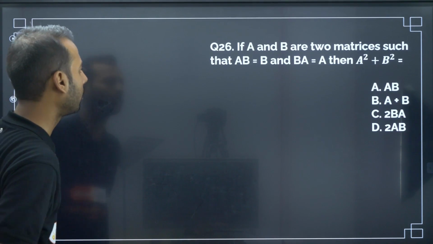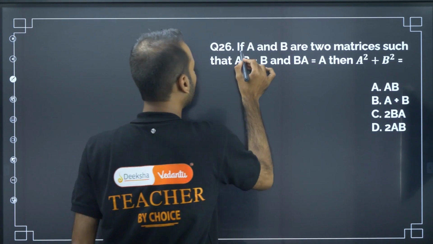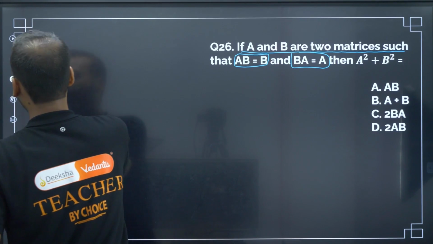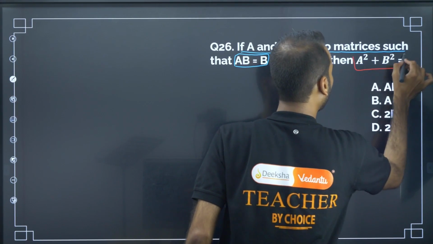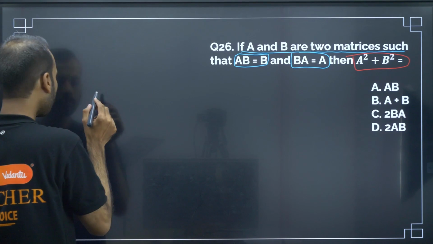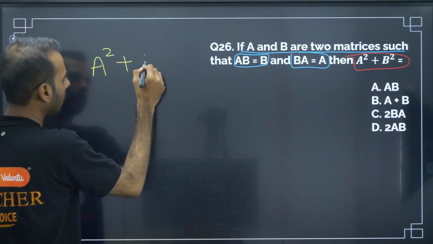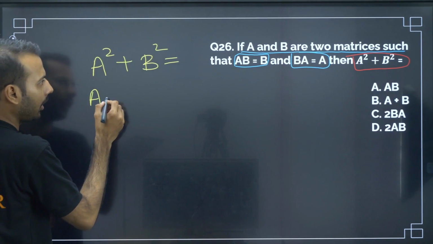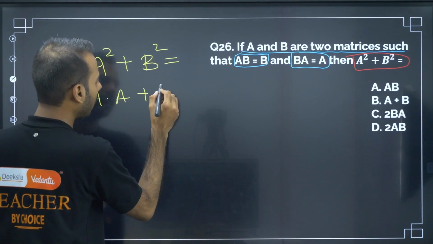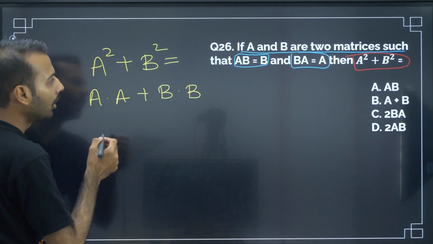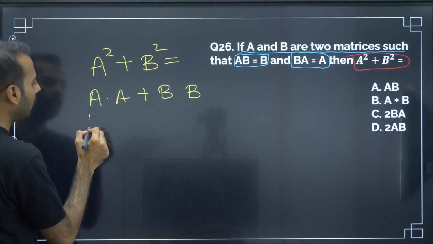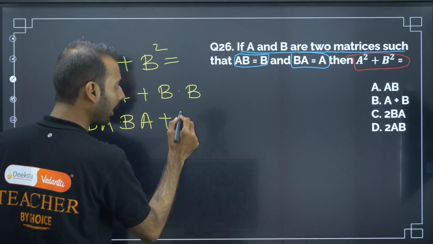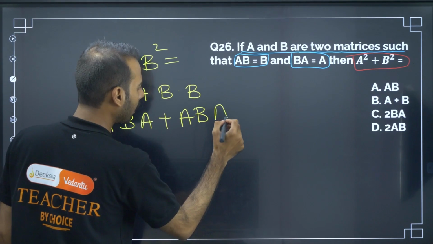Moving on to the next. If a and b are such that AB is equal to B, you focus on this part, and BA is equal to A, then what are they asking? They are asking what A square plus B square is equal to. A square can be written as A into A, and B square can be written as B into B. A can be written as AB, and B can be written as BA.